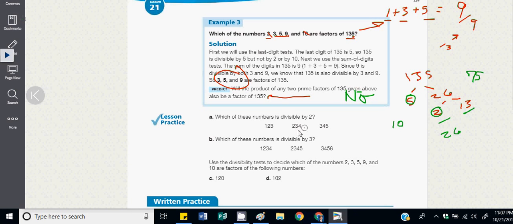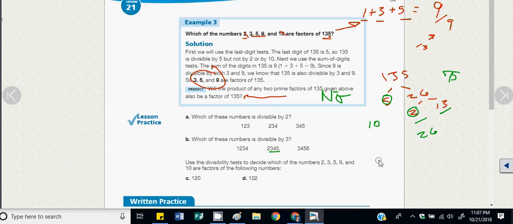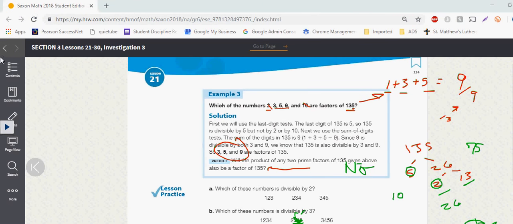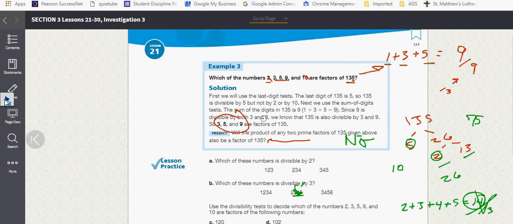How about divisible by 2 tests? You feeling good about those? Divisible by 3? Let's try this one. To find out if 2,345 is divisible by 3, you add up 2, 3, 4, 5. You can do that in your head: 14. Now, is 14 divisible by 3? No. Therefore, it is not divisible by 3. That's how we do these, and it's a lot quicker than typing them into your calculator. It just makes you look smart. So, why don't you show me the rest of those lesson practice, please?